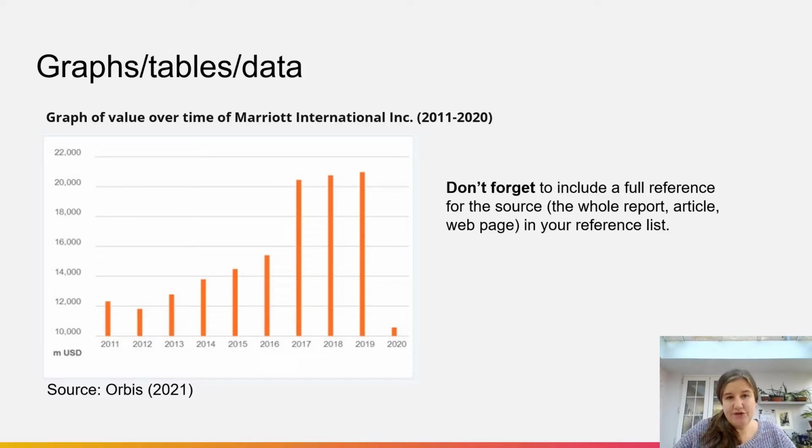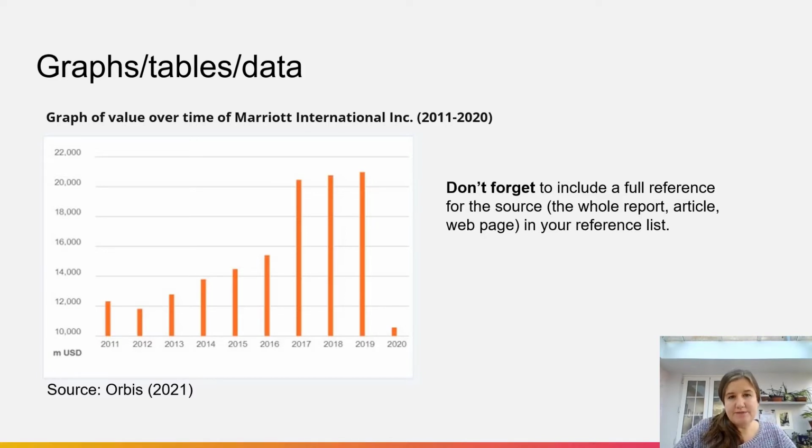We want to include that information in our assignment as the title of the graph to make it very clear what the graph is showing. And then because we've taken it from another source, we also need to give a citation. So we should give something like an in-text citation underneath the graph. The easiest way to do this is just to write source and then the name of the source and the year that it was published.